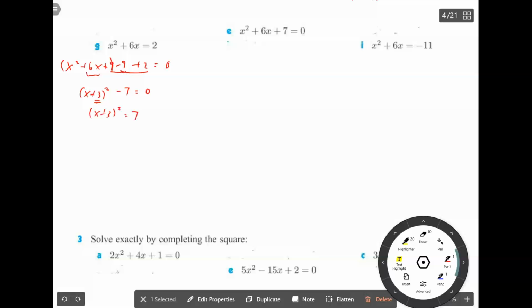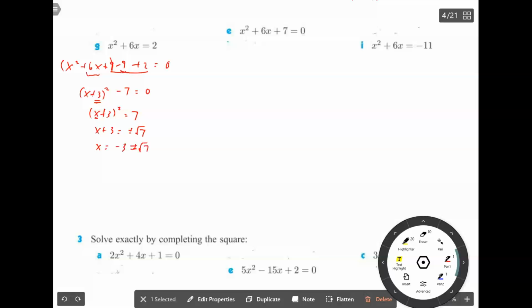So we get that. I'm isolating the x, so I'm moving everything to the other side. To undo the square, I need to square root both sides, so I get x plus 3 equals plus or minus the square root of 7. Now I'm going to subtract 3 from both sides. I get x equals negative 3 plus or minus the square root of 7.